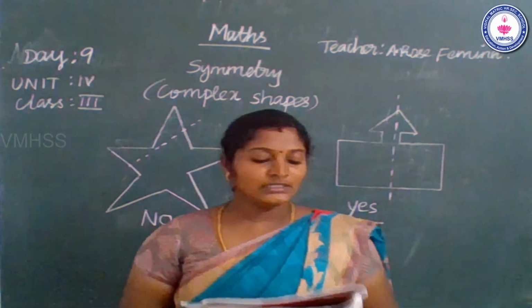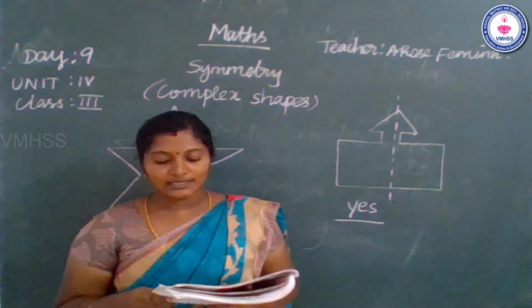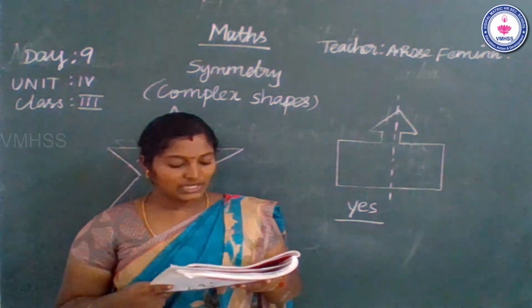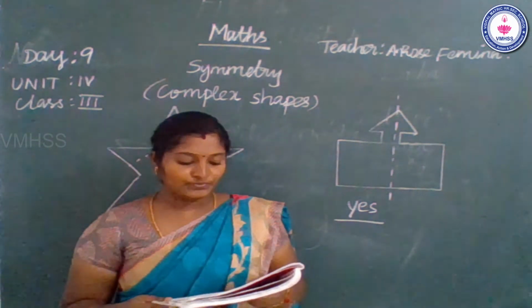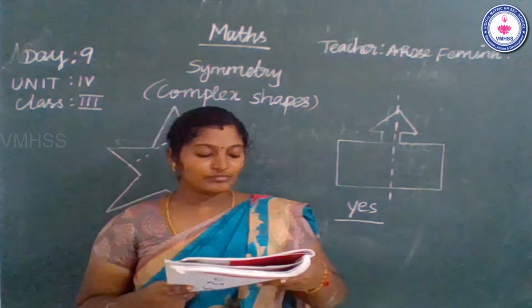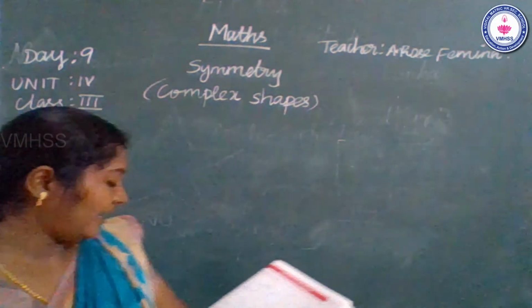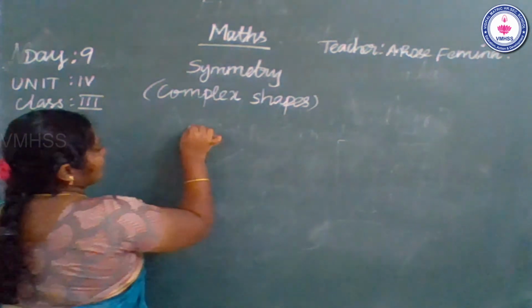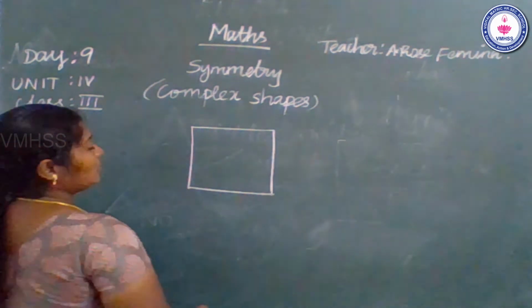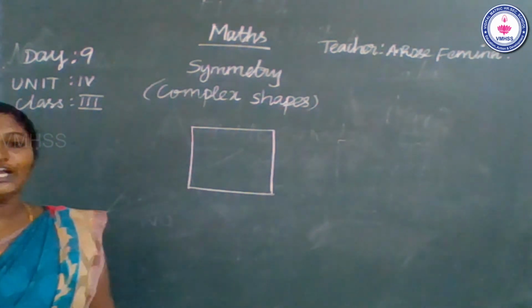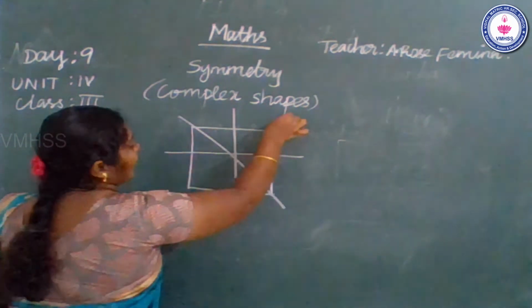So next one: draw and write the number of lines of symmetry for the shapes given below. Now we draw the picture and the lines of symmetry for the shapes given below. Children, listen. First one, a square picture in between the rangoli. You already know a square has four lines of symmetry. So 1, 2, 3 and 4.